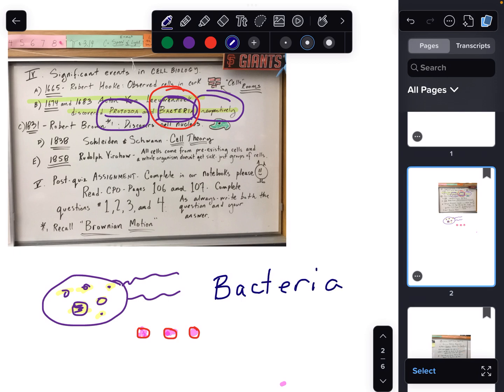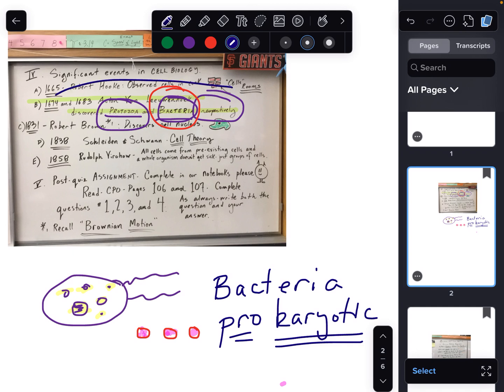And if you look at bacteria, they are prokaryotic. Now, prokaryotic, think of it for now as meaning before the nucleus. And why might van Leeuwenhoek have discovered bacteria before protists? Well, one, they're smaller, and two, when you look at the bacteria, they look just like little dots.